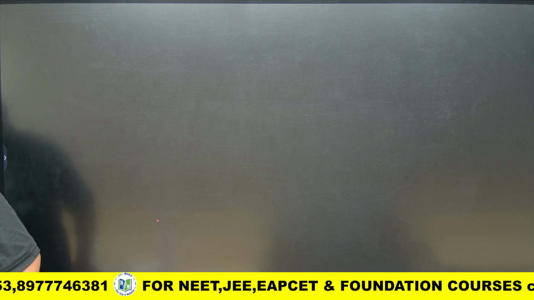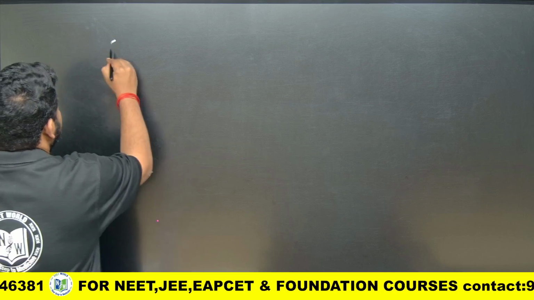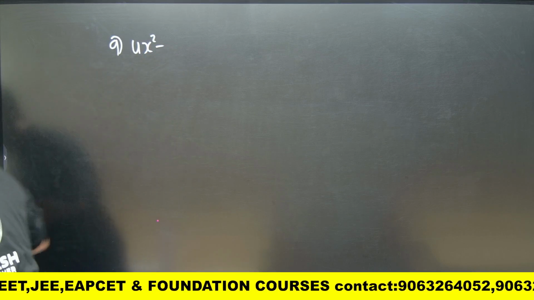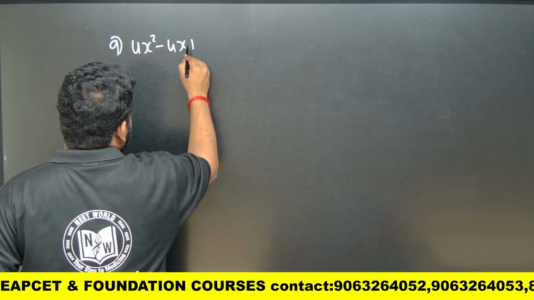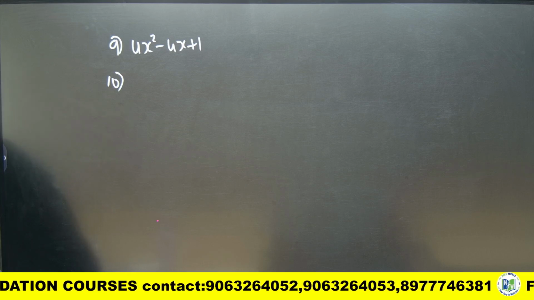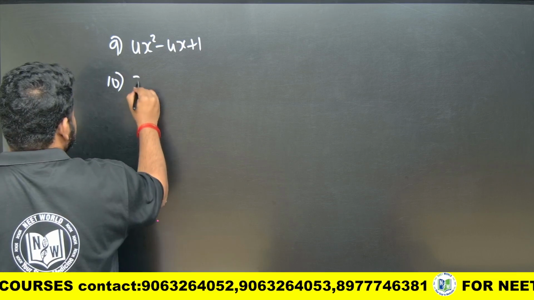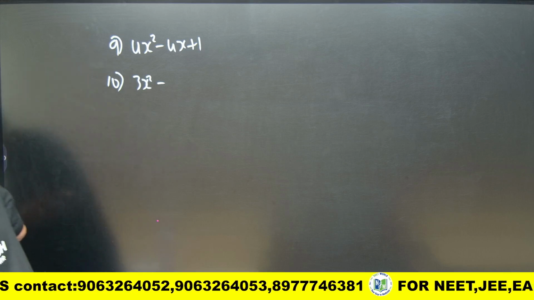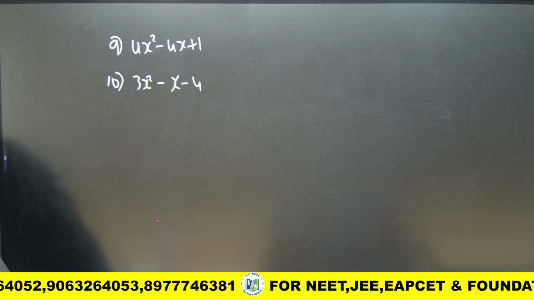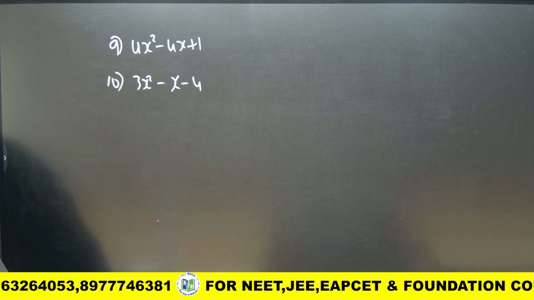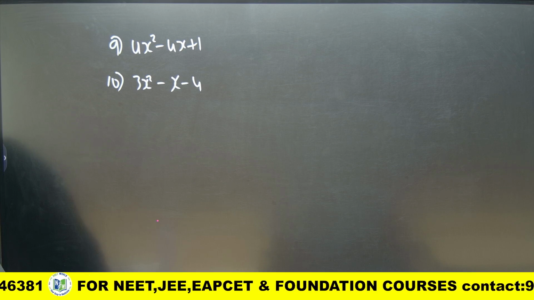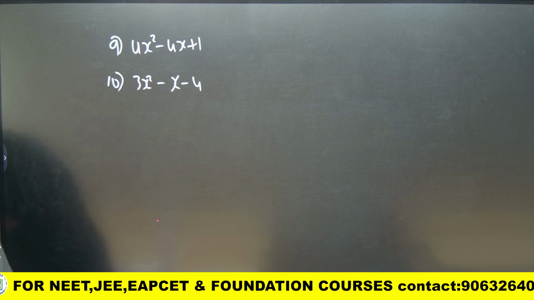That is question number 9. Question number 9 is 4x square minus 4x plus 1. Okay, this is one question. The 10th question is 3x square minus x minus 4. This is the 10th question. Okay, these are the questions.